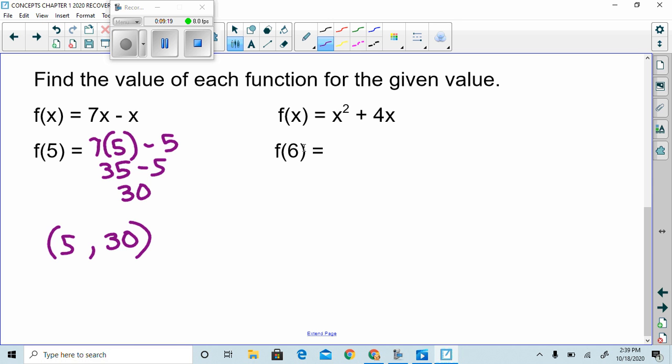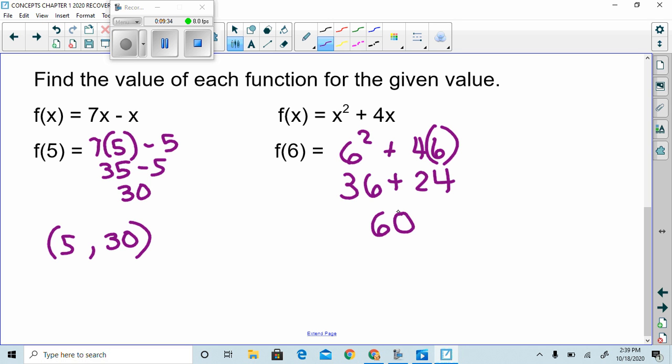Let's input or substitute in 6. So I've got 6 squared plus 4 times 6. That'll give me 36 plus 24. When I combine those, I get 60. So when I input value of 6, my output is 60. And that's the topics on this test.